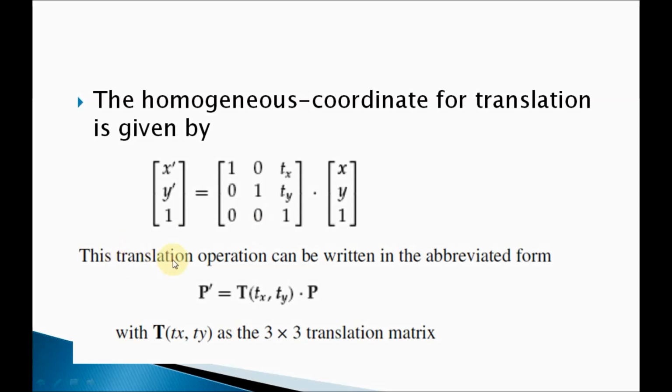So this translation operation can be written as p dash is equal to T of tx comma ty into p. You can see here this T of tx comma ty is the 3 into 3 translation matrix.